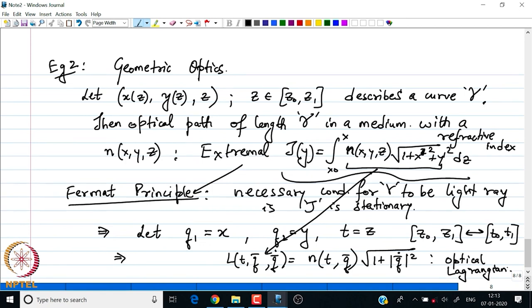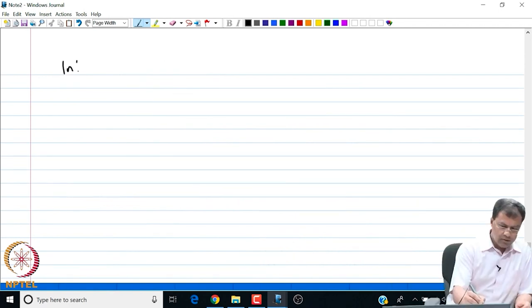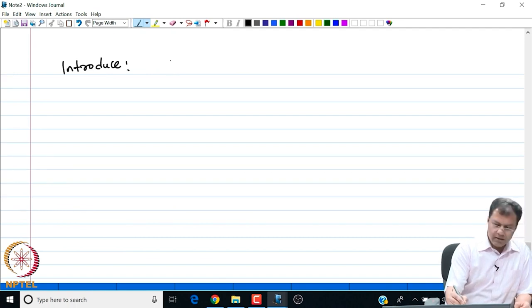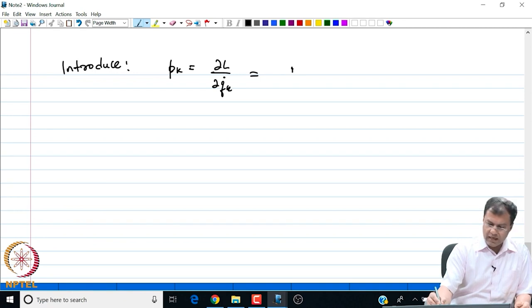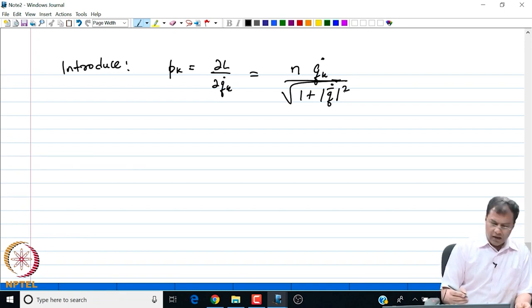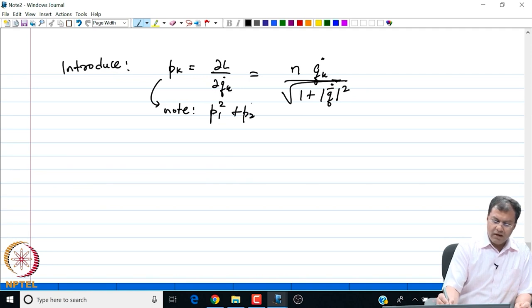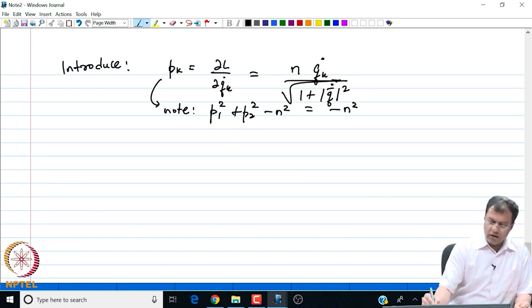Okay. So then the next step to solve this and find the extremal is to introduce our conjugate variables P and H. So I introduce our variable P. So P K is partial L partial Q K dot, and by the definition of L, this comes out to be n times Q K dot divided by square root of 1 plus mod Q bar dot square, right? And also note that I have the relation that P 1 square plus P 2 square, it comes right away from this expression for P K, is equal to n square by 1 plus mod Q bar dot square, right?